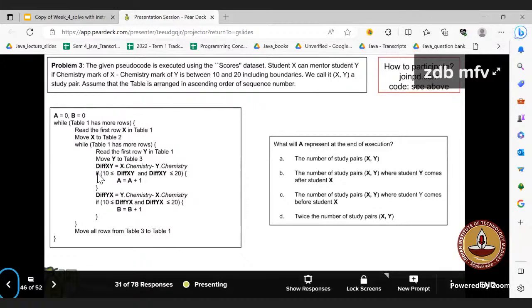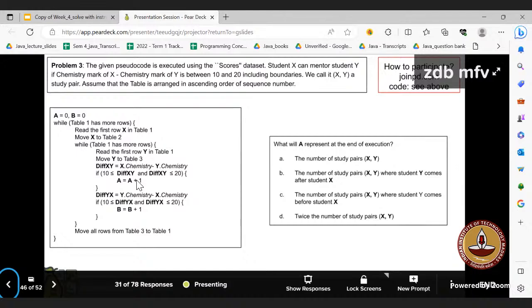We are subtracting x from y and y from x. We are just subtracting two chemistry marks only. If the chemistry marks are between the range of 10 and 20, then it will be counted as a pair either in A or in B. But the sequence matters, whether we are seeing first x or first y. If we are seeing first X and then Y, then it will be counted as a pair in A, and if it is counted as a pair in A, then it won't be counted as a pair in B.